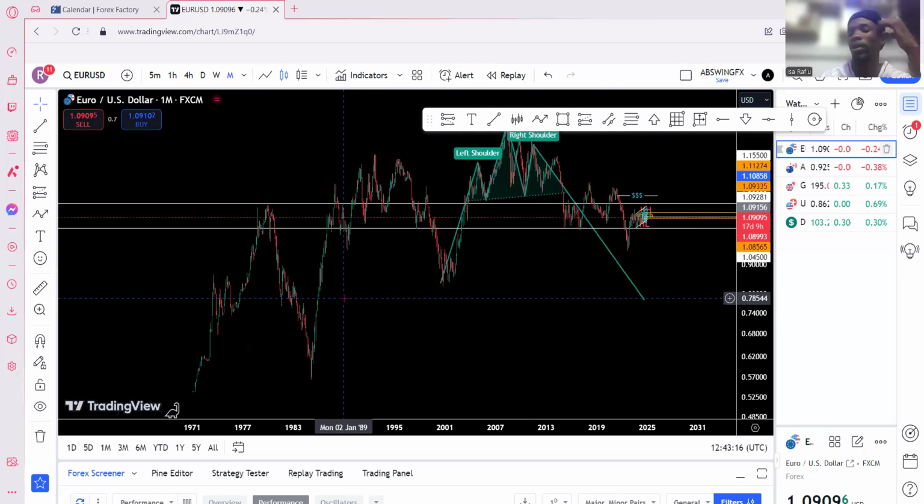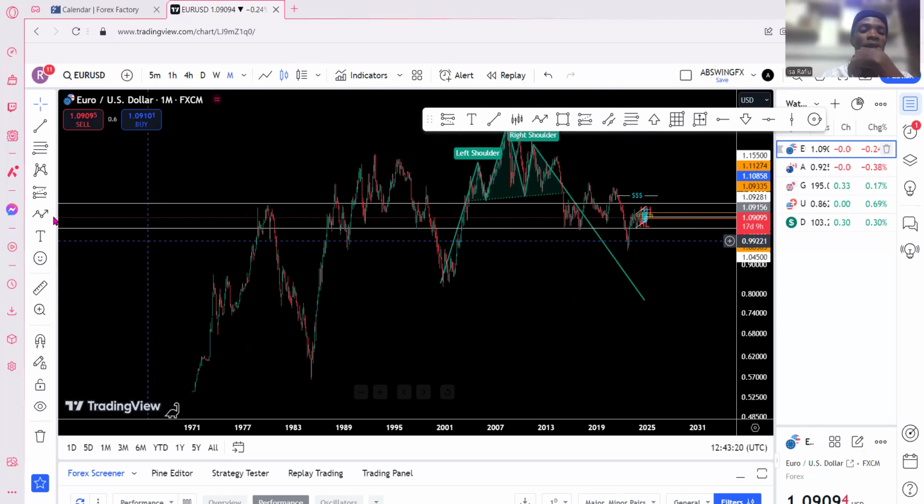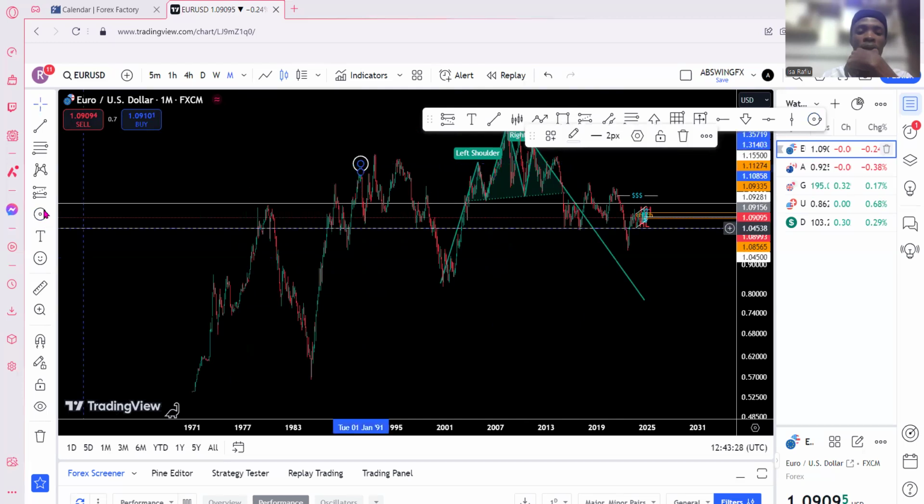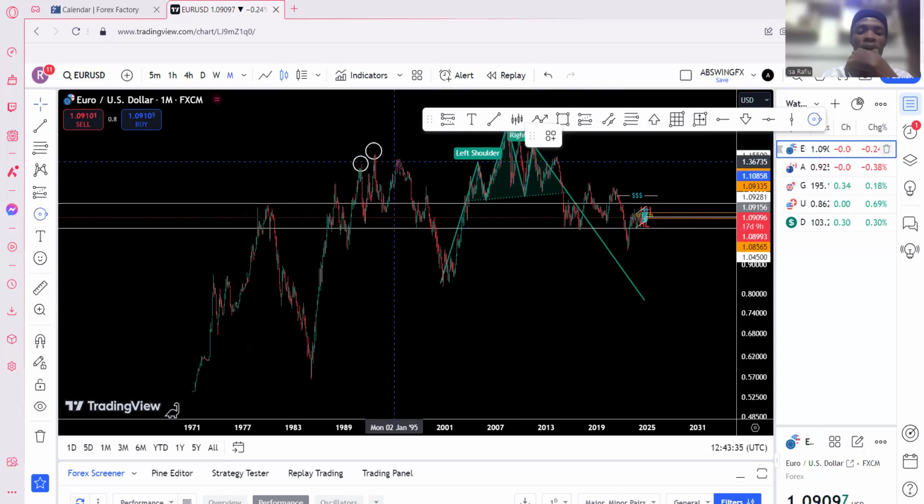Remember, vividly, right away from this point here, and here, that's the reversal pattern, head and shoulder pattern. What does it do? Now, the market dropped drastically, sweeping this liquidity before giving that bullish trend.